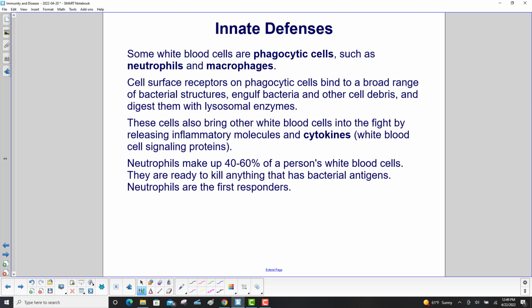Some white blood cells are phagocytic cells, such as neutrophils and macrophages. Cell surface receptors on phagocytic cells bind to a broad range of bacterial structures. They engulf the bacteria and other cell debris and digest them with lysosomal enzymes. These cells also bring other white blood cells into the fight by releasing inflammatory molecules and cytokines, which are white blood cell signaling proteins. Neutrophils make up 40 to 60% of a person's white blood cells. They are ready to kill anything that has bacterial antigens. Neutrophils are the first responders.